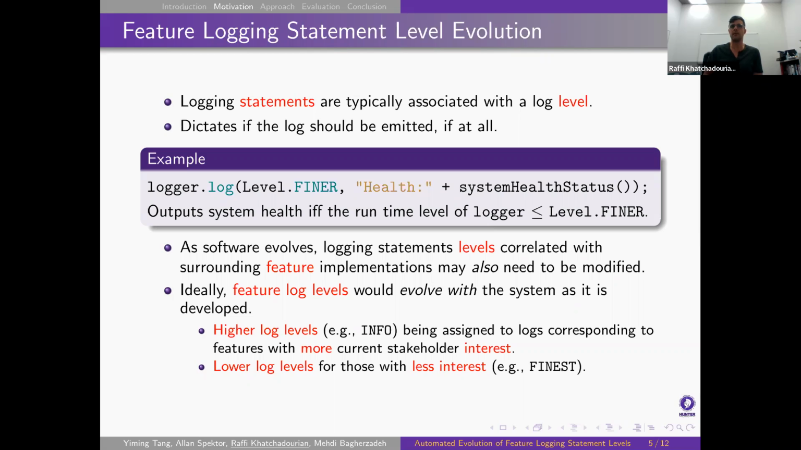Logging levels basically curtail log information to combat information overload. However, as software evolves, logging statement levels correlated with surrounding feature implementations may also need to be changed. Ideally, feature log levels would evolve with the system as it's being developed. Higher log levels, for example info, will be assigned to logs corresponding to features with more current stakeholder interest or those that have been recently edited. Likewise, lower log levels would be assigned to features that have not been recently edited or are of less interest, for example, a finest log level.